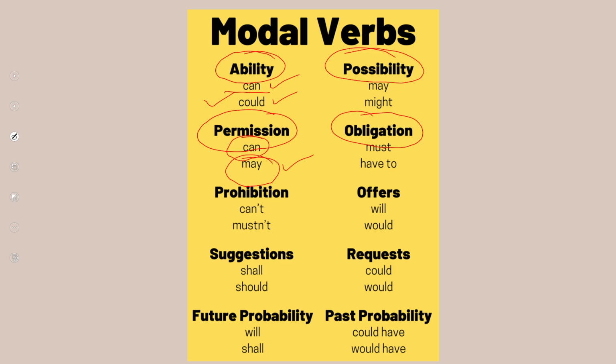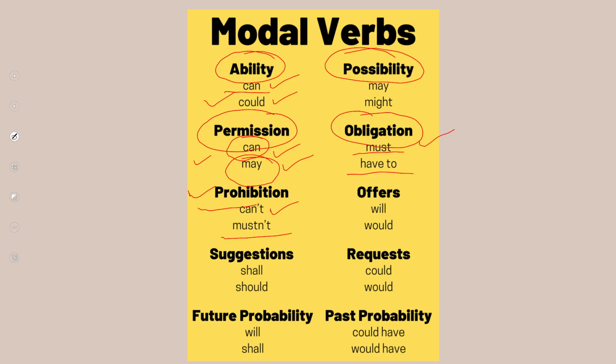May I leave the class? Or can I go barefooted? So these are permissions. For obligations, you use must or have to. For prohibition and to show inability, you use can't and must not.